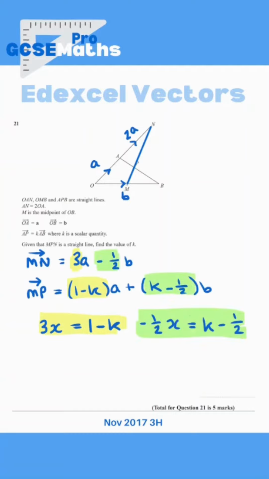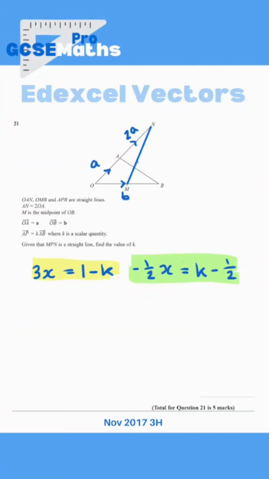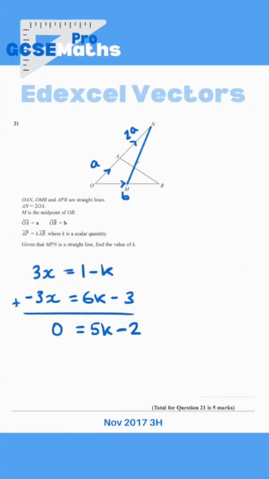So now we have equations for the A and B coefficients. We just need to solve these to find K. I actually don't really care what X is. The point is to find K. Now it's just linear simultaneous equations. I'm going to multiply the second equation by 6 and then add those 2 equations together. Now I have an equation with just K, I can solve it. So K is 2/5, or in other words, 0.4.